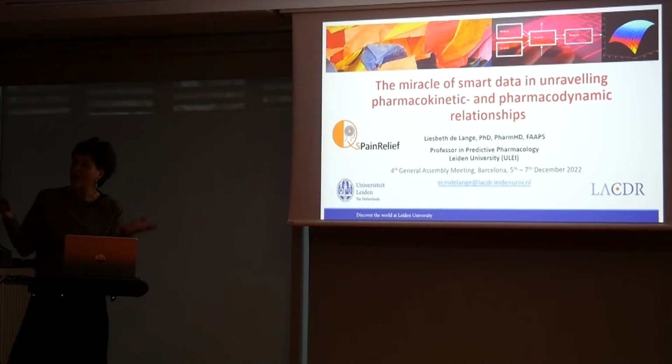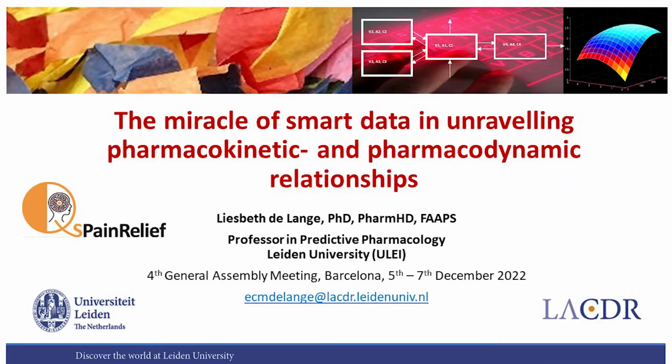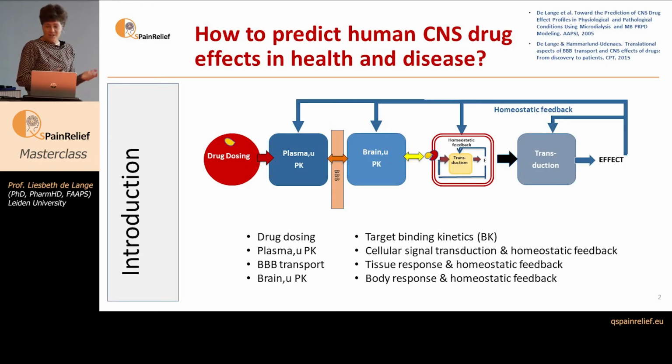So you all know where I come from and the type of work that I do. And I'm actually very happy to share with you the research that we do, trying to have smart data in order to unravel pharmacokinetic and pharmacodynamic relationships with the focus on the central nervous system. So the question that we ask ourselves is how to predict human CNS drug effects in health and disease.